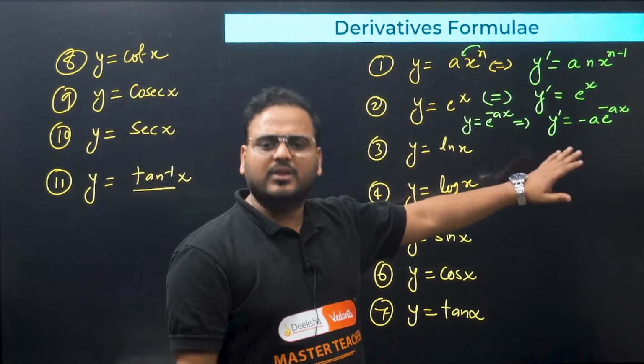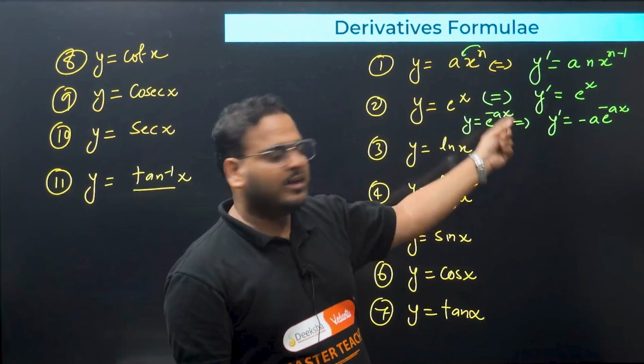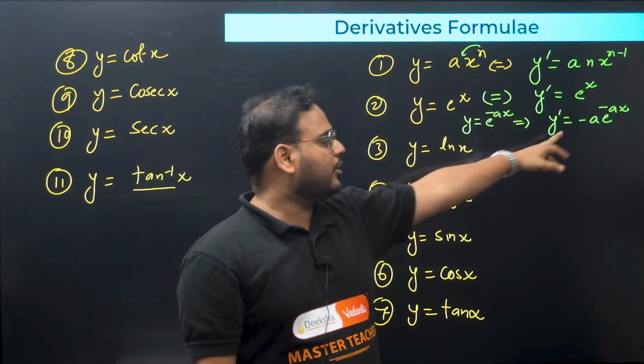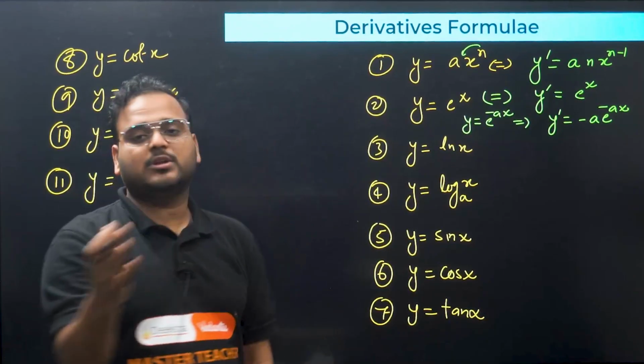Simply this is chain rule. We'll learn that later, don't worry. But if you have a constant multiplied to the variable x, you have to differentiate that also, and you get the answer as minus a. Right now, please accept the formula. I'll teach you when I go to the theorems of the derivative.